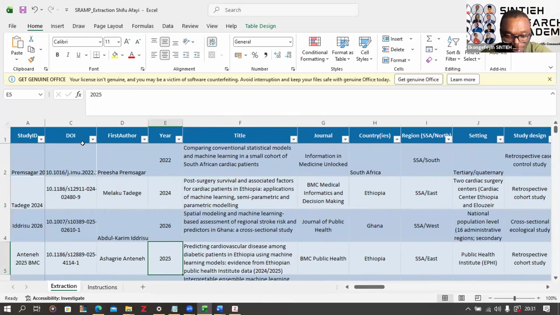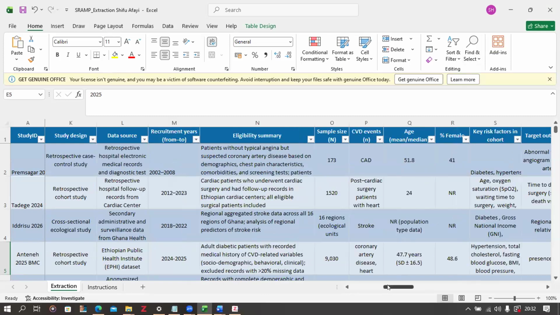So you have the ID, the first author, the year, title, the journal, country, the region. But I have to say, this particular region, I didn't do it since I was working with Lydia. I just took what she had done because I did not really understand how to get that info. Since we had the deadline to submit, I just submitted, probably to understand later.